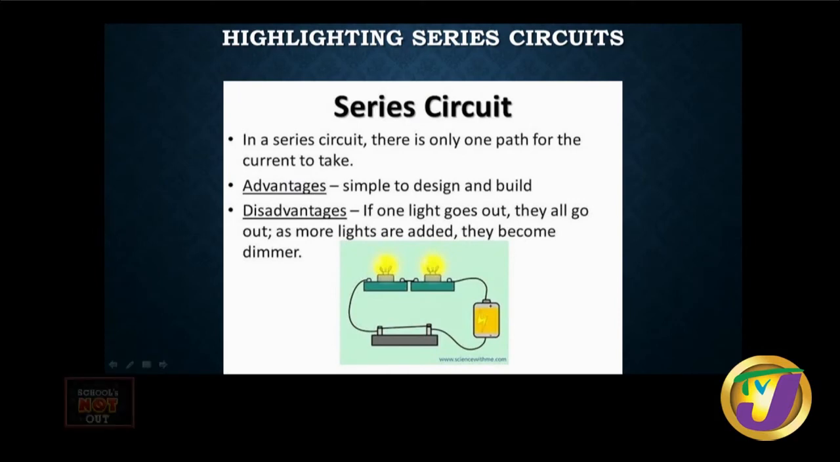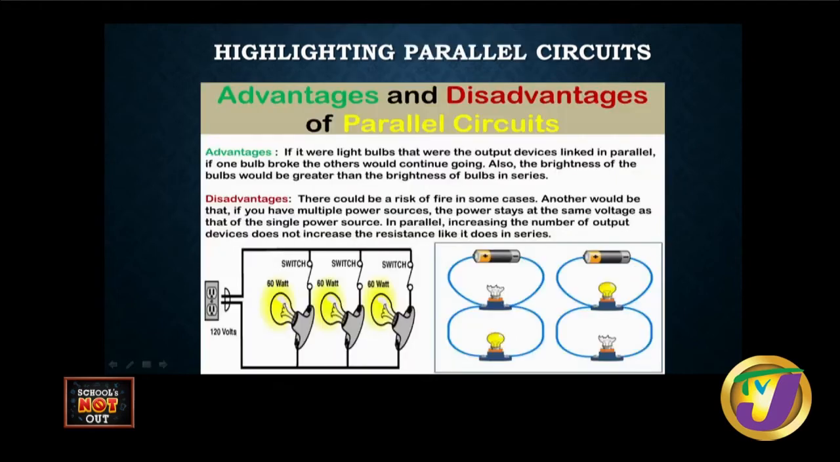Simple and easy. The disadvantage, however, is that if one light or one component stops working, they all go out. Remember I said that for a series, they're in line. So if one is not working, then it messes up everybody else because no current can flow through a gap. Alright? They become dimmer or they don't work at all.